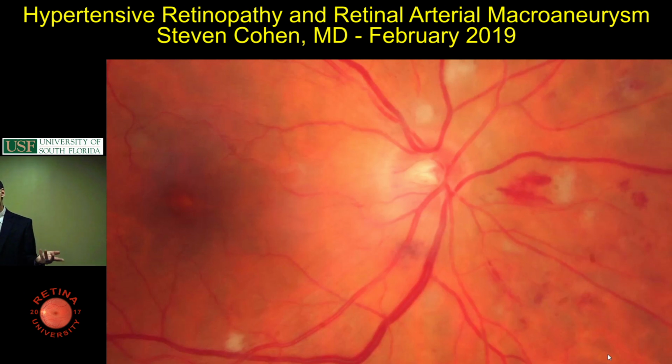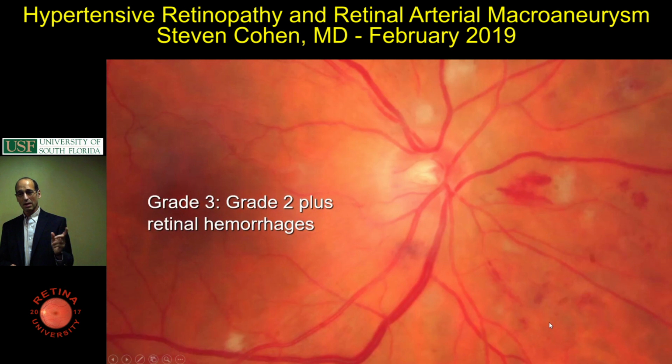I can't show you the nerve scan on this one, so this is grade 3. There are cotton wool spots and hemorrhages. These are bad. If you see cotton wool spots, here, I'll show you the last one.